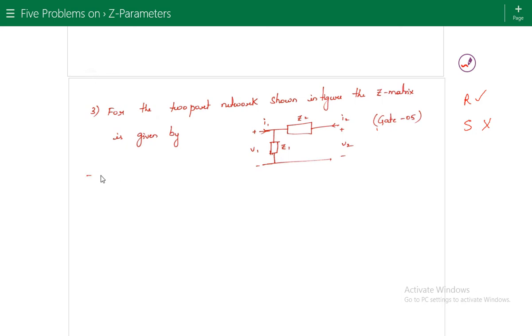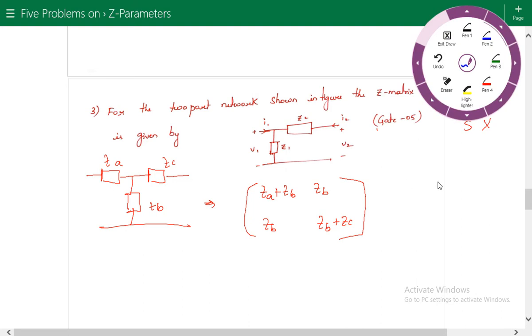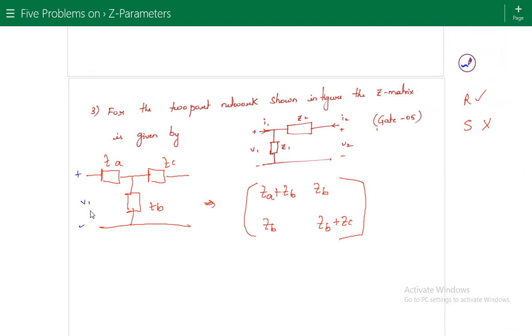What is the shortcut? If I have a T network with impedances ZA, ZB and ZC, the Z parameters for this network are ZA plus ZB, ZB, ZB, ZB plus ZC. So how did we get these values? I'm considering this as V1, this as V2, and these are currents I1, I2. Just by applying KVL in these two meshes, you will get the values of the Z parameters.